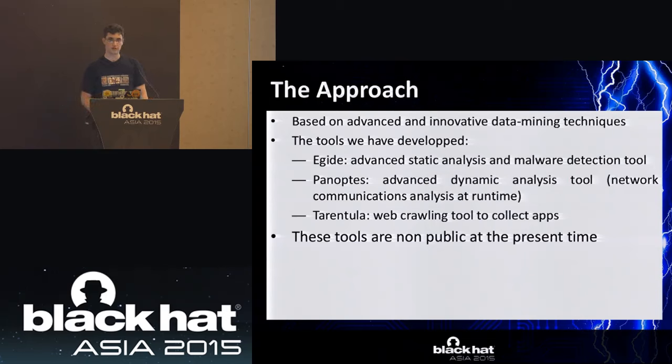So we have designed three tools to achieve our goals. The first one is an Android malware detector, based on data mining and machine learning. It also performs a static analysis of the application and produces a report that supports the manual analysis. The second one is Panoptes. It's a dynamic analysis tool. It intercepts HTTP and HTTPS communication and builds a report that also helps the manual analysis. The third one is an Android application web crawler to collect new malwares in the wild. These tools are non-public at the present time, but we are working to release them in the coming years.